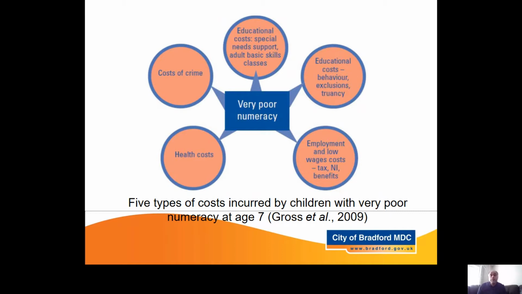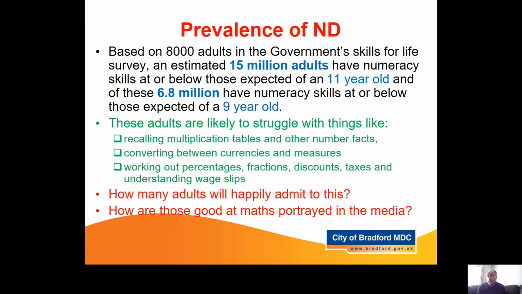And research done by the Government Skills for Life survey, about 8,000 adults they did their research with. They estimated that 15 million adults would have numeracy at or below an 11-year-old, and of those 6.8 million would have numeracy skills at or below that of a 9-year-old. So these people are going to struggle with things like times tables, number facts, converting between currencies and measures, working out percentages, fractions, taxes, that kind of thing.